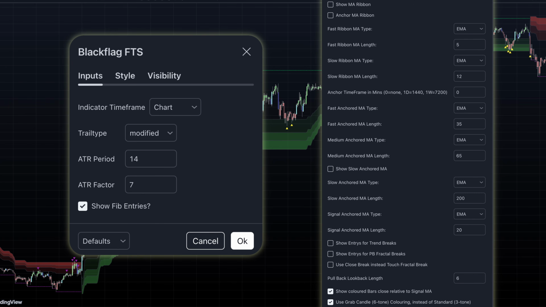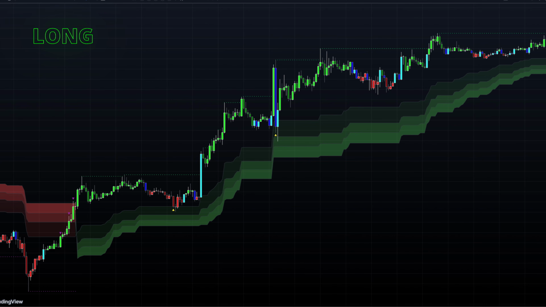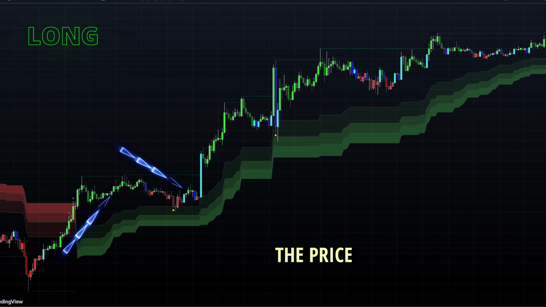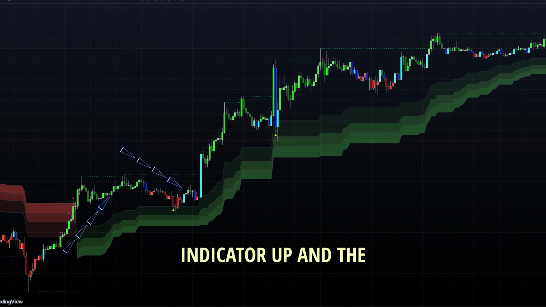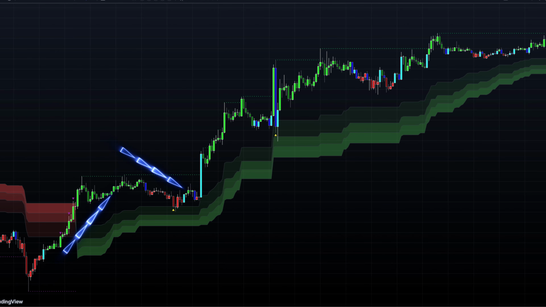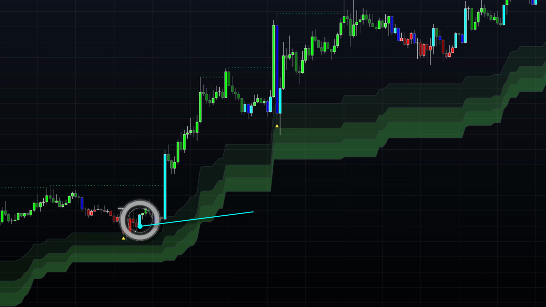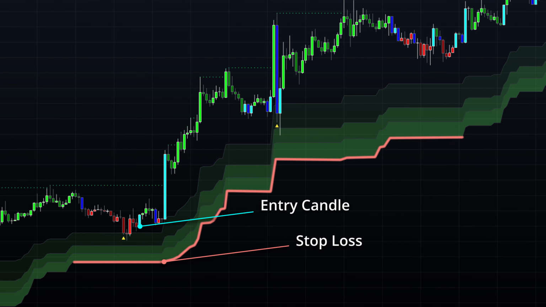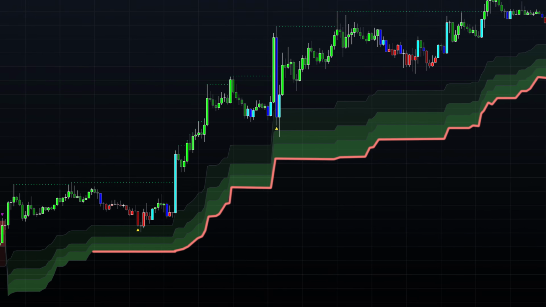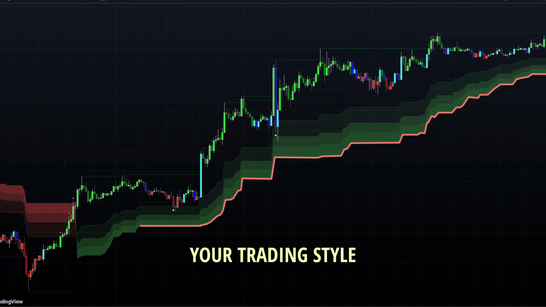There are a couple ways you can go about it. First, to enter a long position, you wait for the price to cross the Black Flag FTS indicator up and the pullback. You enter after this cyan color candle closes above this level, placing a stop loss where this trailing stop level is, and then you can ride this trend as long as the Black Flag indicator is bullish, and of course if that approach suits your trading style.